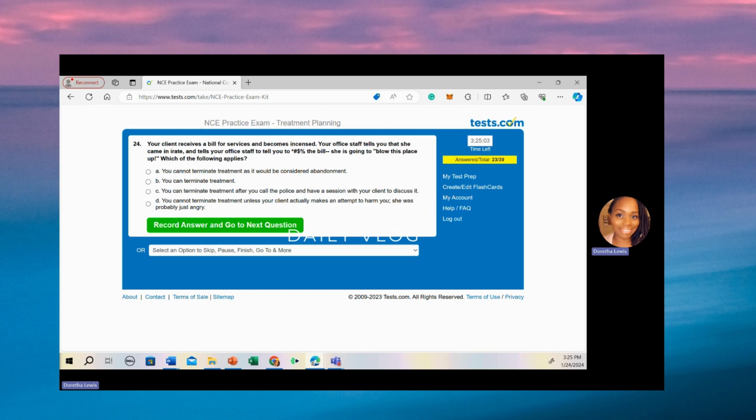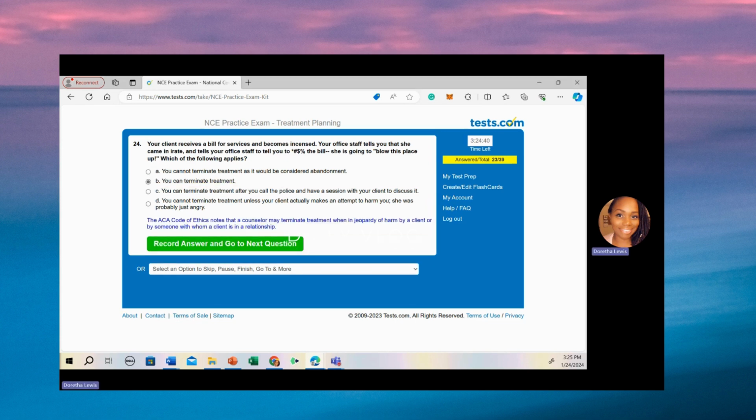A, you cannot terminate the services as it will be considered abandonment. B, you can terminate treatment. C, you can terminate treatment after you call the police and have a session with your client to discuss it. D, you cannot terminate treatment unless your client actually makes an attempt to harm you. She was probably just angry.